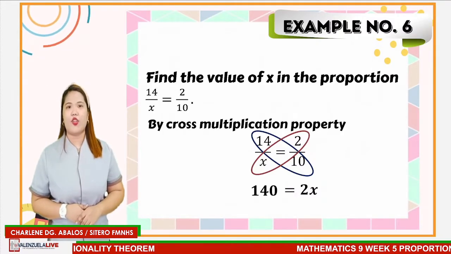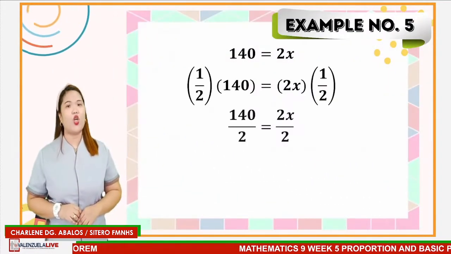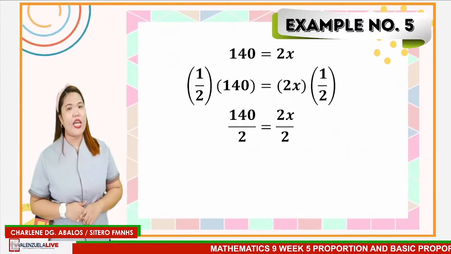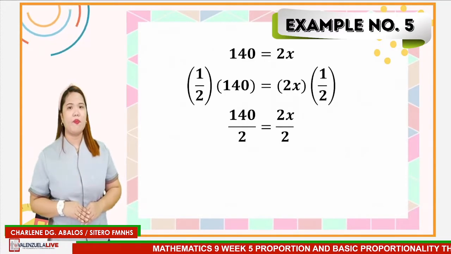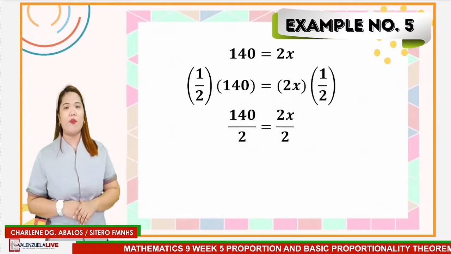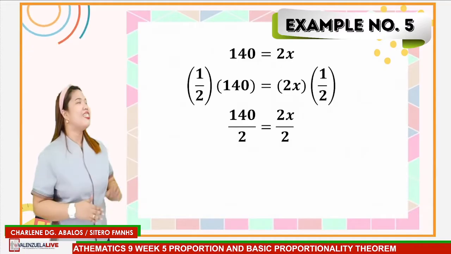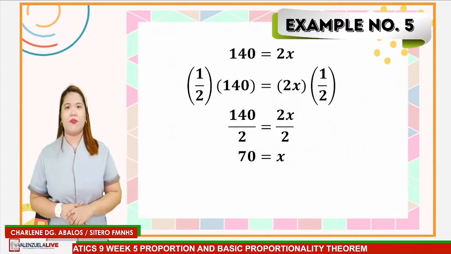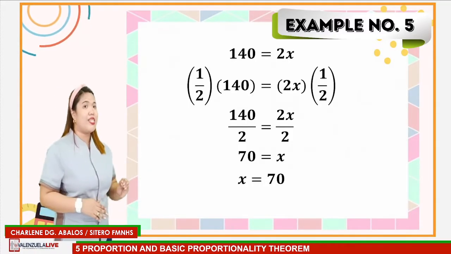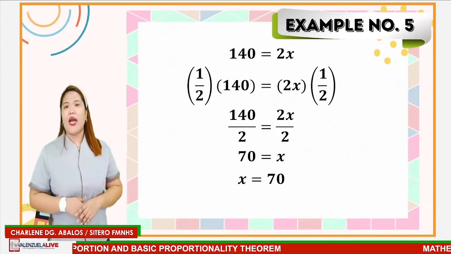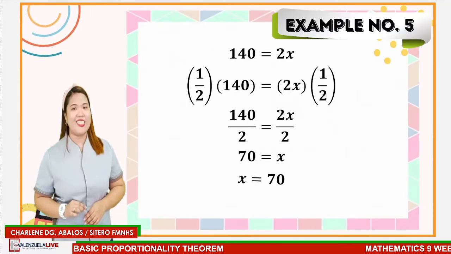Applying multiplicative inverse, multiply both sides of the equation by 1/2. So 1/2 times 140 equals 2x times 1/2. Then it will be 140 divided by 2 equals 2x divided by 2. Then we'll have 70 equals x. Applying symmetric property, it will be x equals 70. So, by cross multiplication property, we get the value of x, which is 70.